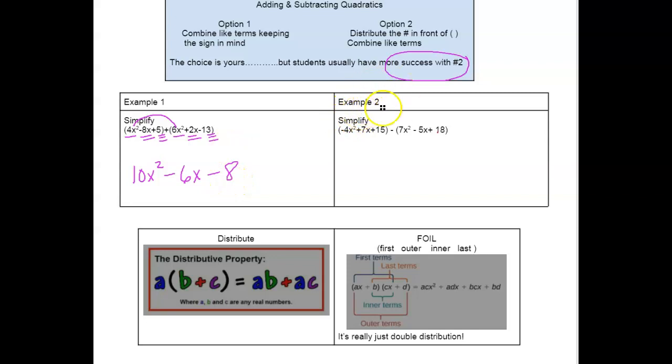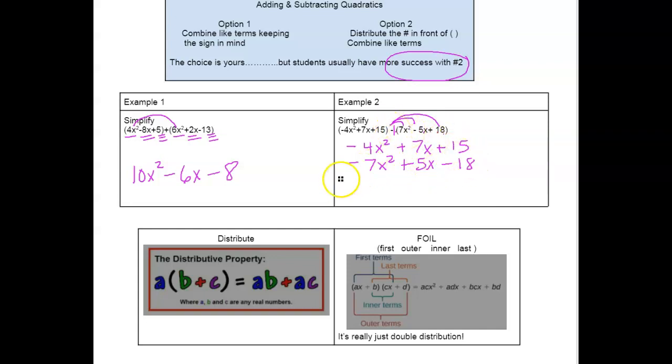Example 2 is where the errors come in because it's subtraction. So there is like an imaginary -1 in front, and so you want to distribute a -1 to all 3 terms. So I like to line things up. Since the first term isn't changing, we really don't need the parentheses. So I just rewrite it without. And then I'm going to change the next. So -1 times 7 is -7x squared. -1 times -5 is positive. And -1 times positive 18 is -18.